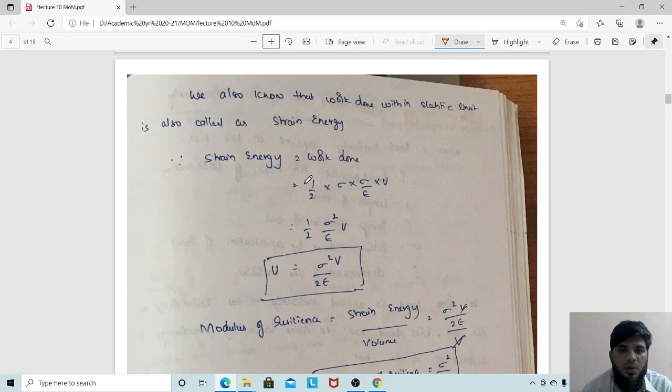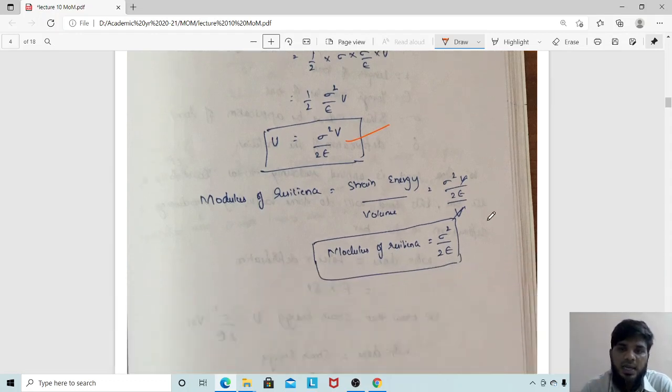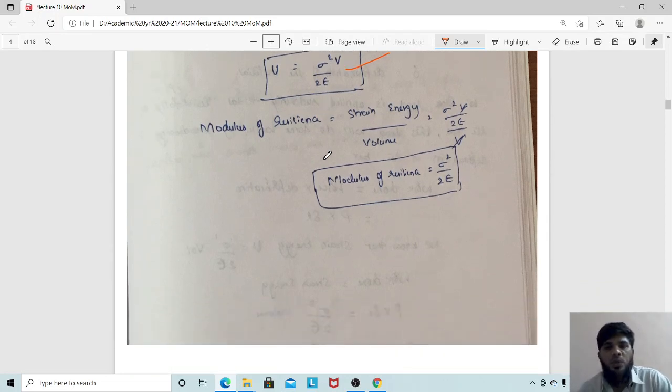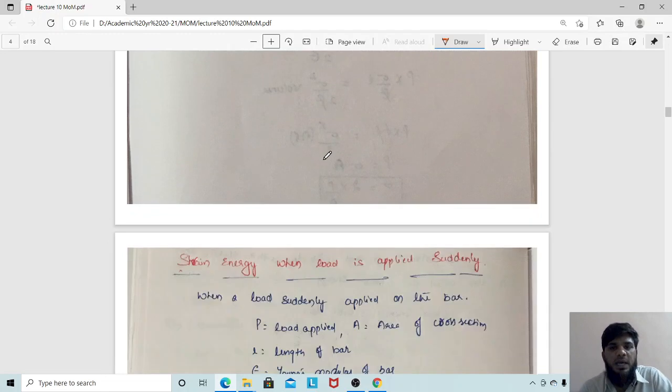U is equal to sigma square by 2E into V. Sigma square by 2E into V. If it is modulus of resilience, you can directly write it as sigma square by 2E. Okay. So this is the first case, when the load is applied gradually.